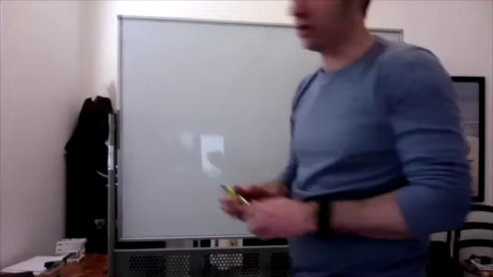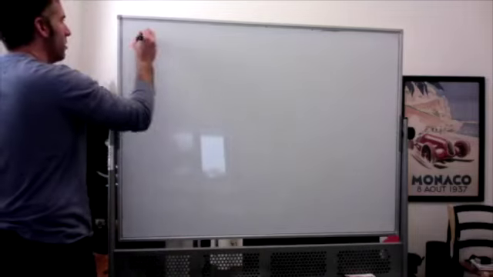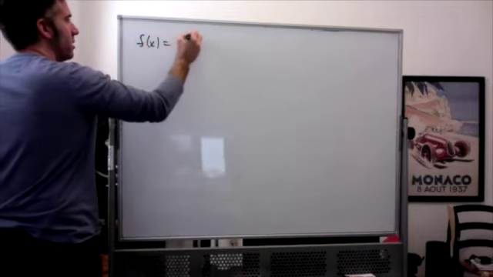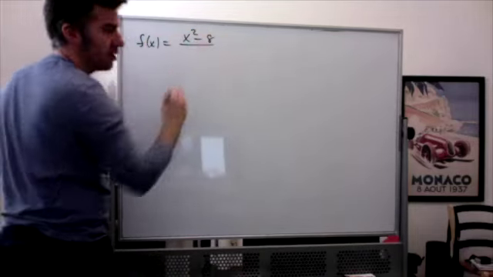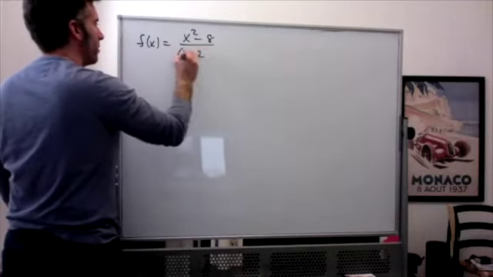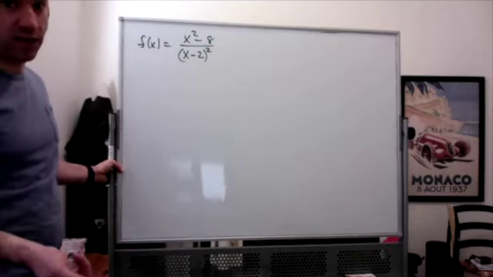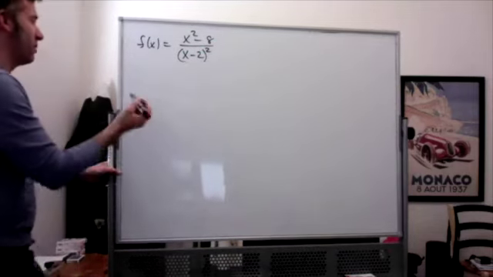Let's graph this function. It's going to be a little bit terrible. That's all right. They're all a little bit terrible. So you want to graph (x squared minus 8) over (x minus 2) squared. This one is a rational function, so we're definitely going to have asymptotes. Well, let's find the intercepts first.